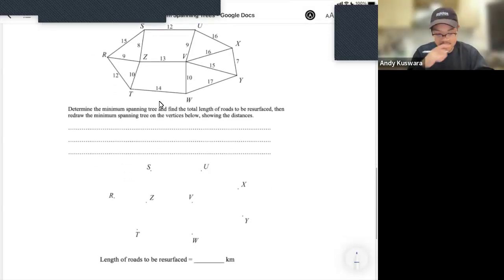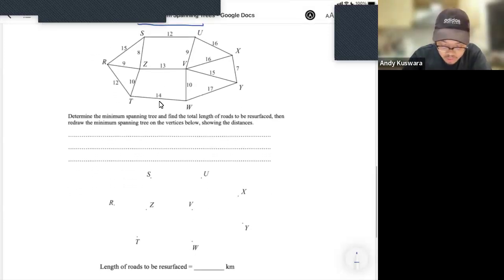So very similar. This is going to be one of those questions where I'm going to start with the most connected, which in this case looks to be probably V. 1, 2, 3, 4, 5. 1, 2, 3, 4. Yeah, it'll be V. So I'm going to start with V. Now looking at this, 9 and 10 are probably your shorter connections. So I'm going to go V to U. That's the shortest way to connect those two.